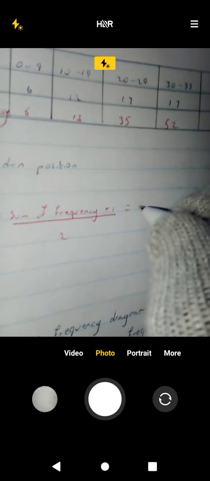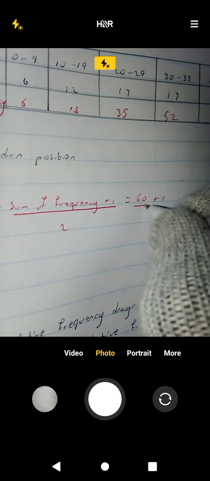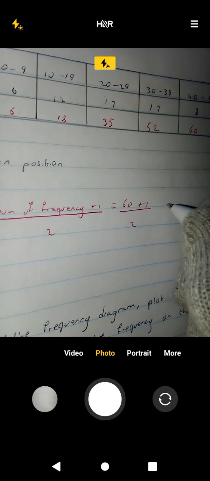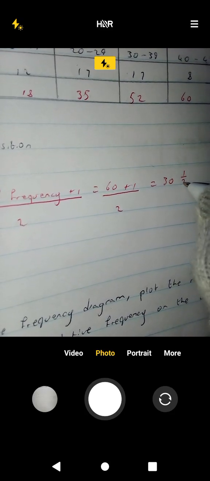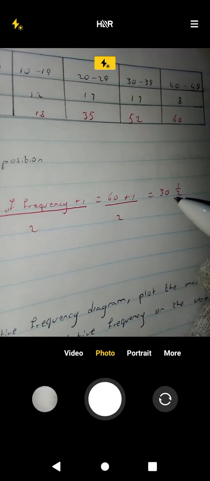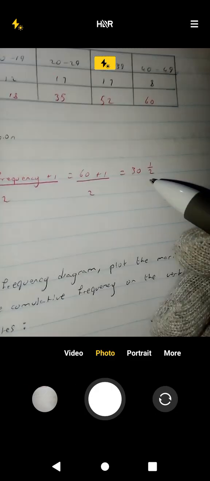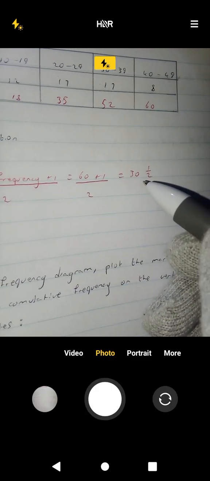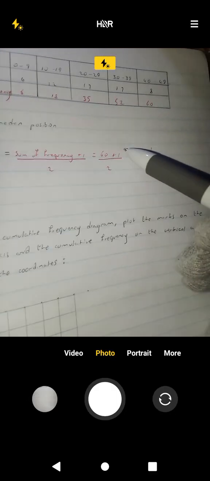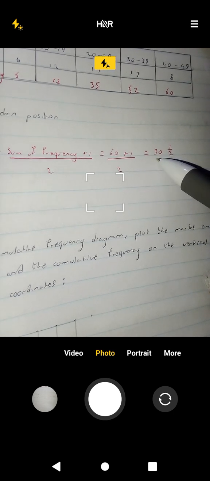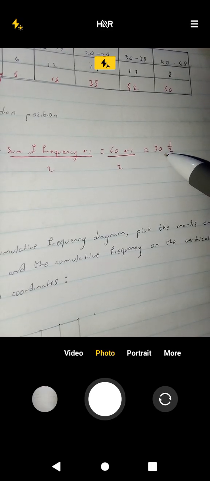So the median position is 60 plus 1 divided by 2, which shall be 30 and a half. So this is the median position, but it's pretty hard to just use the median position and observe the median from this table, but we can try. So the median position is 30 and a half, which means the median lies between 30 and 31.